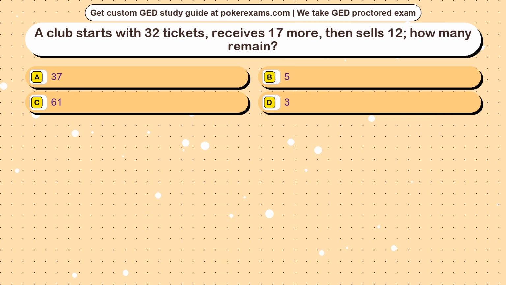Question 3. A club starts with 32 tickets, receives 17 more, then sells 12. How many remain? Option A, 37. Option B, 5. Option C, 61. Option D, 3.